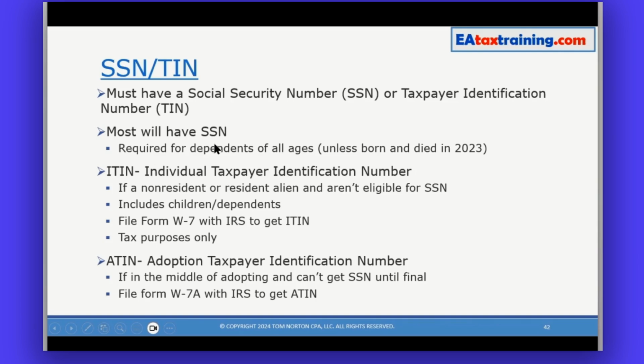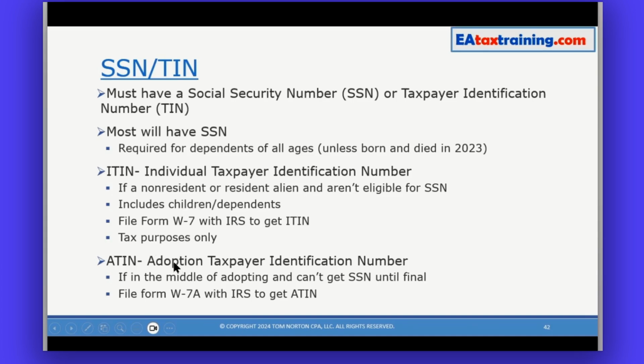There could be a case where you can't get a social security number. And the only reason for that, well, there's one other reason, but the only real reason for that is if the person is an alien, a non-resident or resident alien, and they're not eligible for a social security number, then they can apply to the IRS for this ITIN, this individual taxpayer identification number, and they can get that. They can also get it for children or dependents on the return. They file Form W-7 with the IRS, and it's just for tax purposes only. They can't use it for any other reason, for identification or anything like that. It's only for tax purposes.